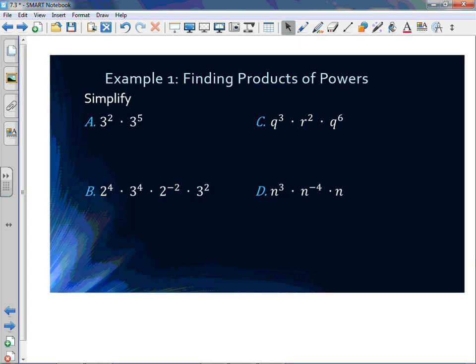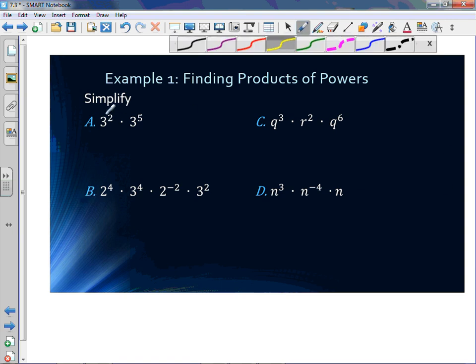Okay, so here are the first 4 examples. Please write them down. All right, so let's get started. 3 squared and 3 to the 5th have the same base of 3. And then you just add the exponents together, 2 plus 5. So the answer is 3 to the 7th.